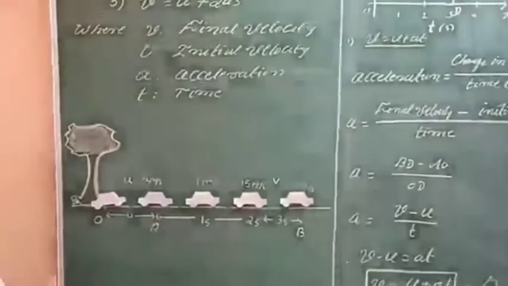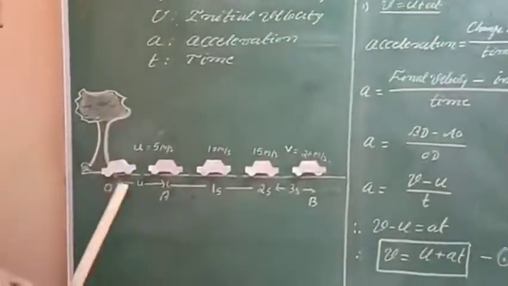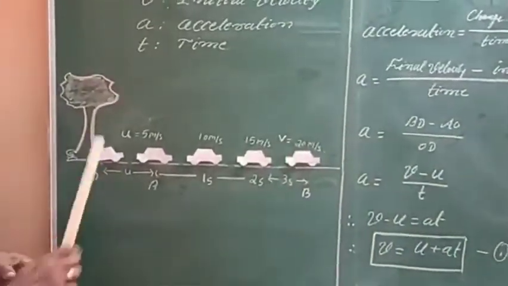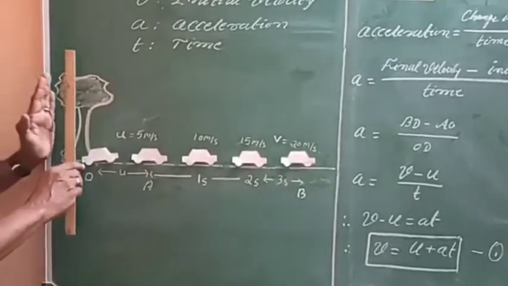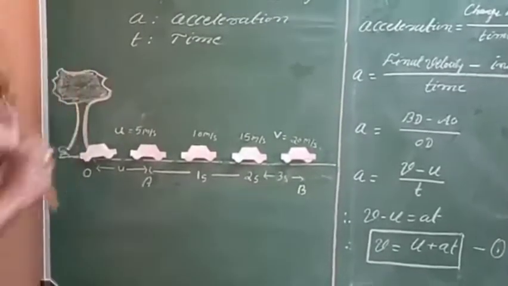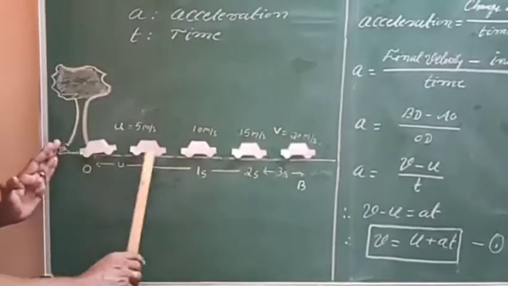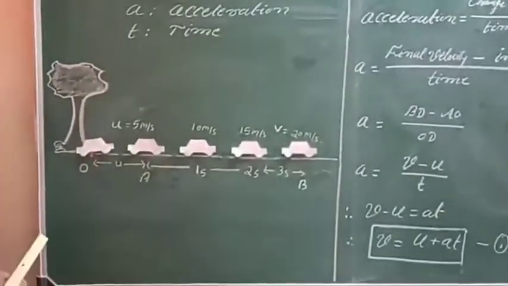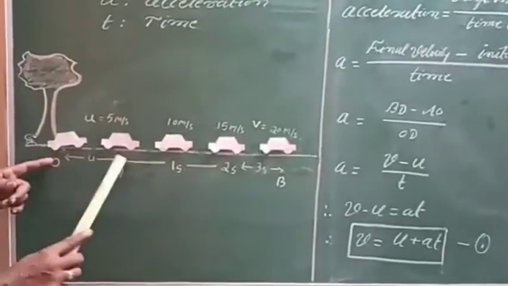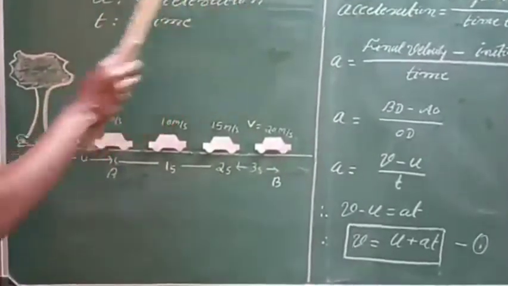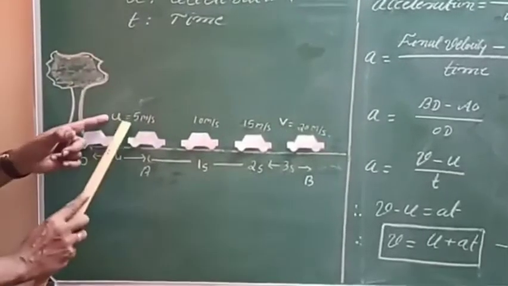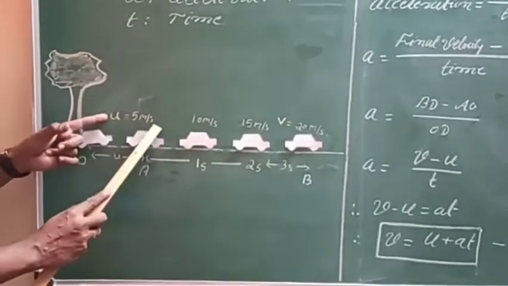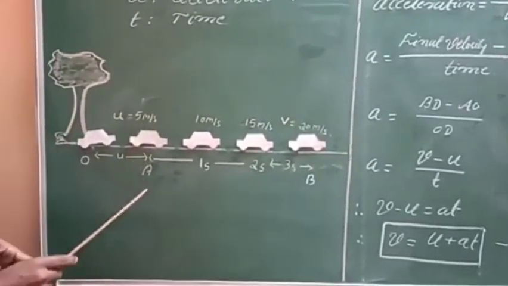Let us consider a car. The car is at rest near a tree. Whenever it starts, it has an initial velocity. Let us say the initial velocity U is 5 meters per second. Now I am going to consider position A.